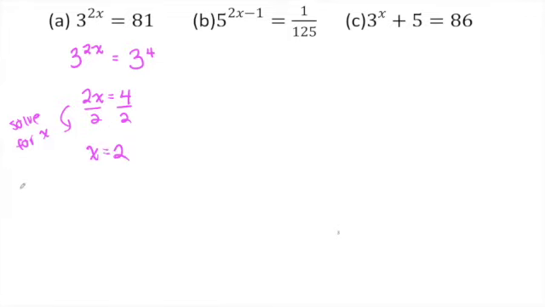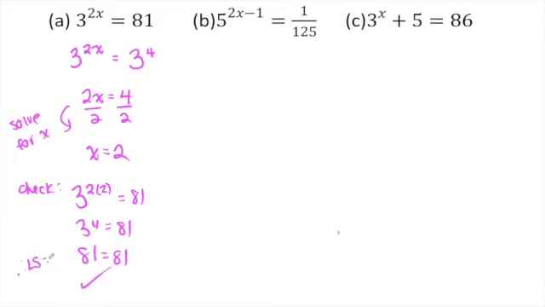If you want to check because you don't believe me, you could go 3 to the 2 all to the 2 is equal to 81. Well, 3 to the 4 is 81. 81 is equal to 81. Ka-ching. Therefore, left side is equal to right side. X is equal to 2. You don't have to do that check there. I'm just showing you that I'm not making this stuff up.